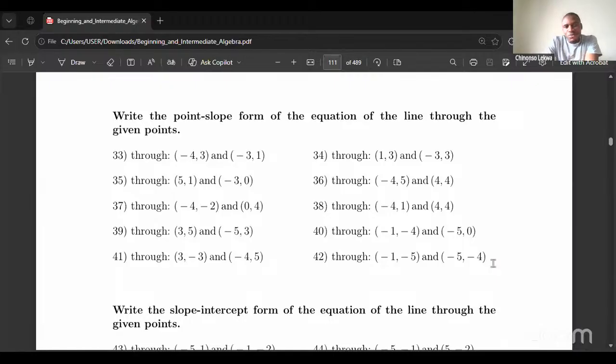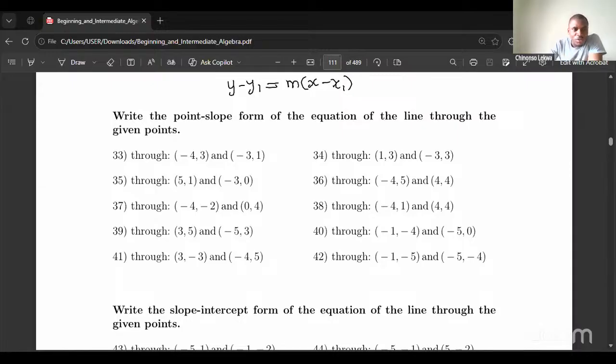We have questions 33 through 42, which talk about writing the point slope form of the equation of a line that passes through a given point. So when you're given points, you want to write the point slope form. You recall from our webinar yesterday, the point slope form is given by y minus y1 is equal to m times (x minus x1). So what we need, of course, is the coordinates of a point, and we also need the slope. Given 2 coordinates, we can always get the slope.